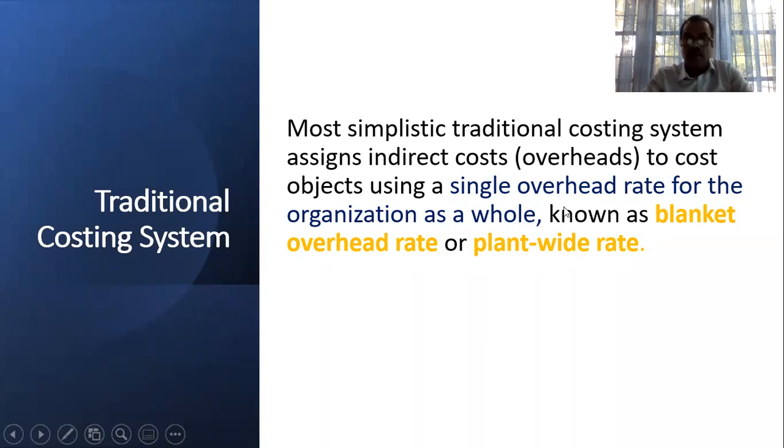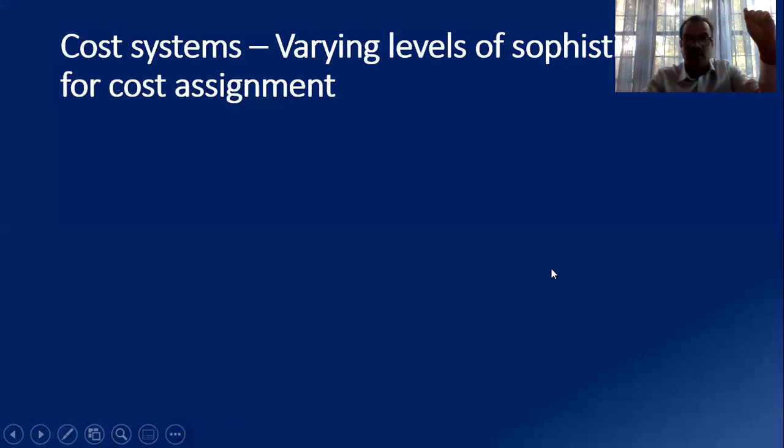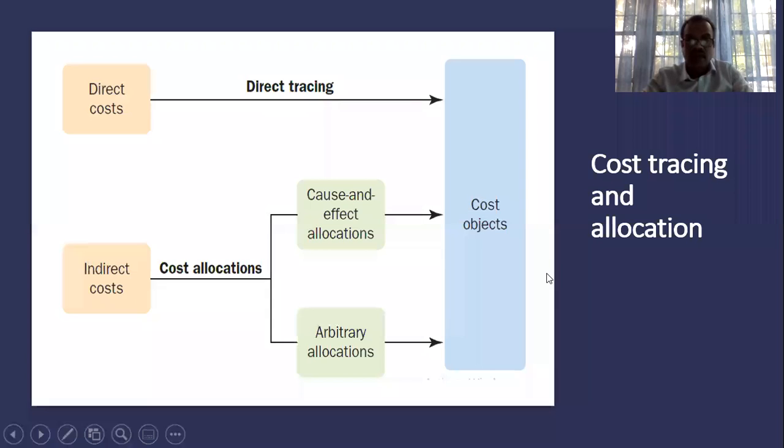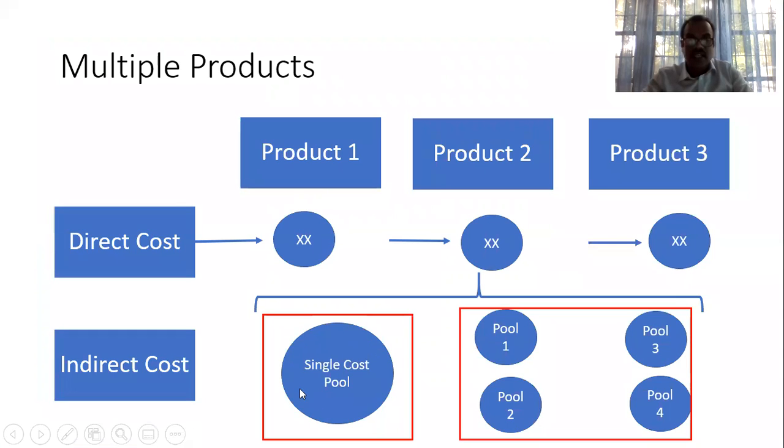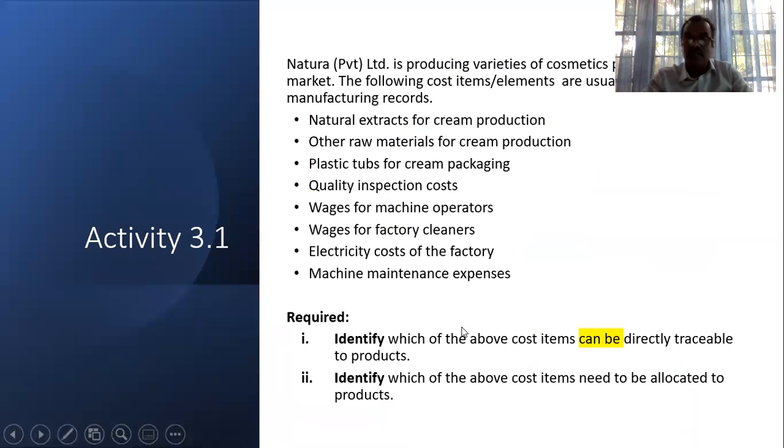But here, as I just told you, we can use a single overhead rate for the organization as a whole, known as a blanket overhead rate or plant-wide rate. Recall the chart I showed you earlier. If I just go back to that, this single cost pool means the plant-wide rate. And these are the departmental rates, pools 1, 2, 3, 4, 5. The same thing.